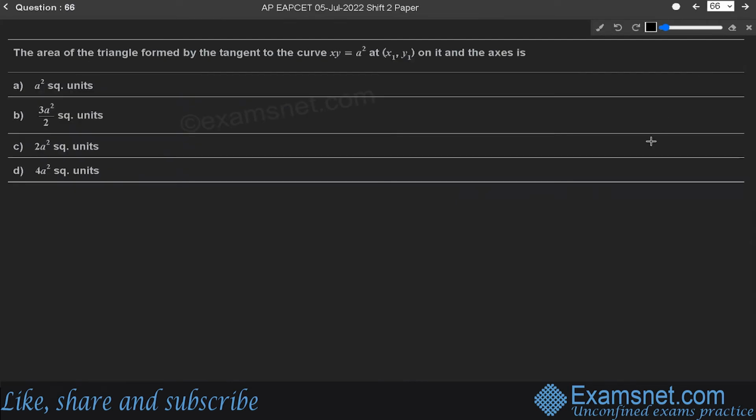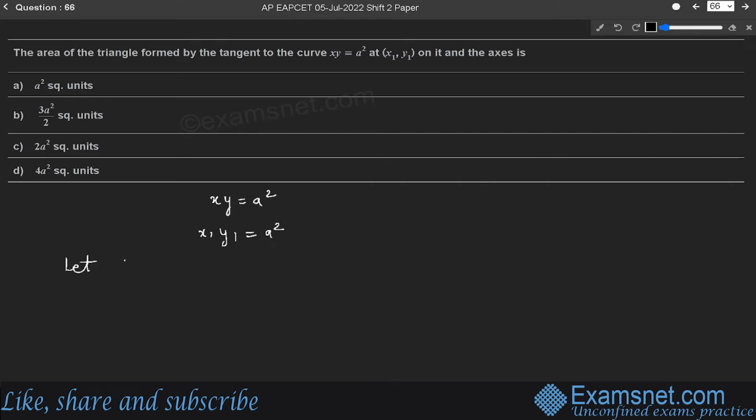Moving on to the next question. Next question is, the area of the triangle formed by the tangent to the curve xy is equal to a square at the point x1, y1 on it and the axes is. See, this kind of question is a very interesting question, and this kind of question frequently comes in the exams. So firstly, the point x1, y1 is given. So we can say that the given point x1, y1 is on the curve. So it becomes x1 y1 is equal to a square.